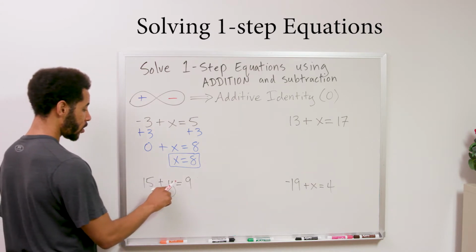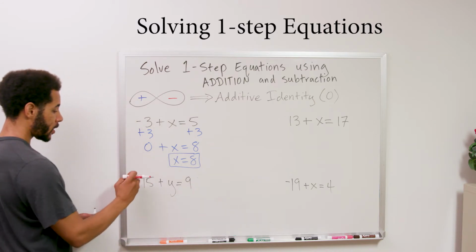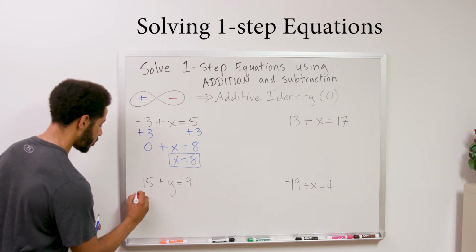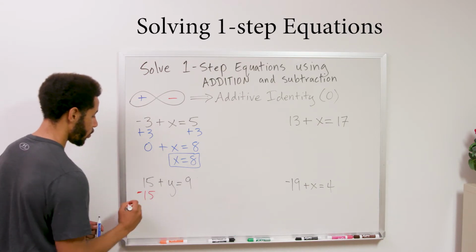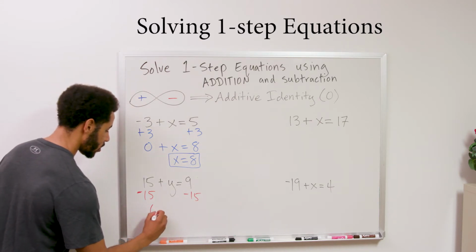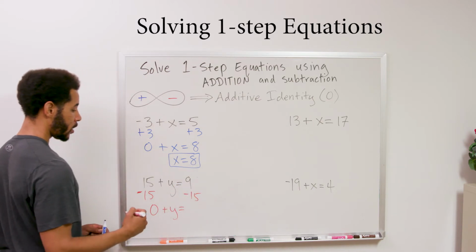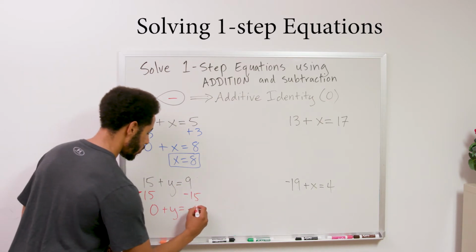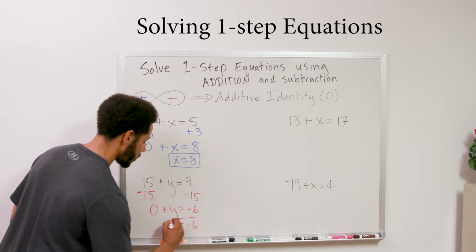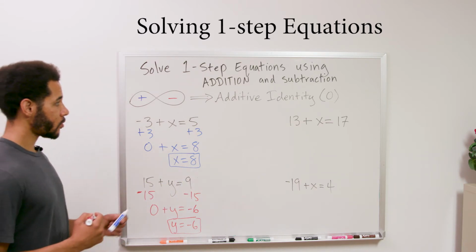Here we have 15 plus y equals 9. Many people will add 15 to both sides here, but we have to pay attention to the sign. This is a positive 15. To make this a 0, we have to subtract 15 from both sides. Now we have 0 plus y equals 9 minus 15, or 9 plus negative 15. It's going to be negative 6. Y equals negative 6. And 15 plus negative 6 is 9.